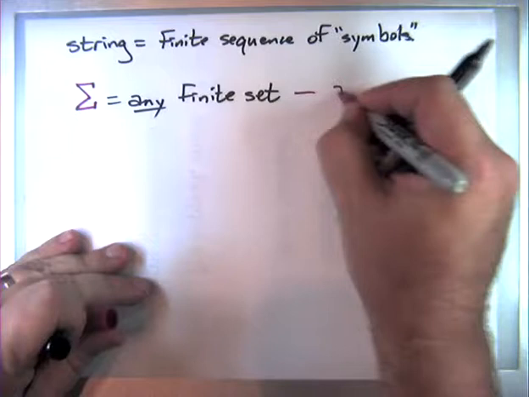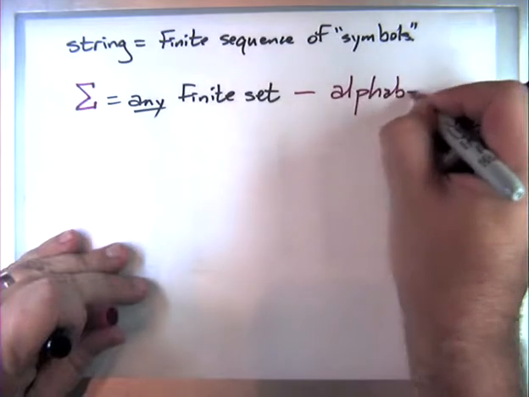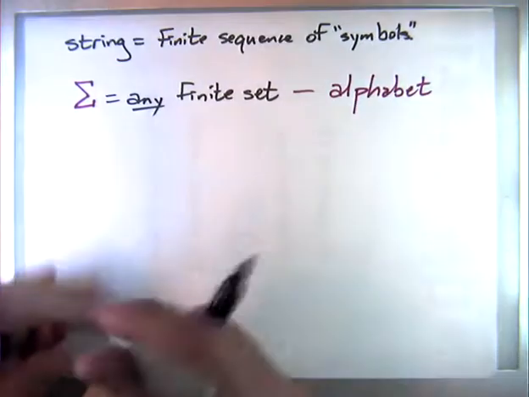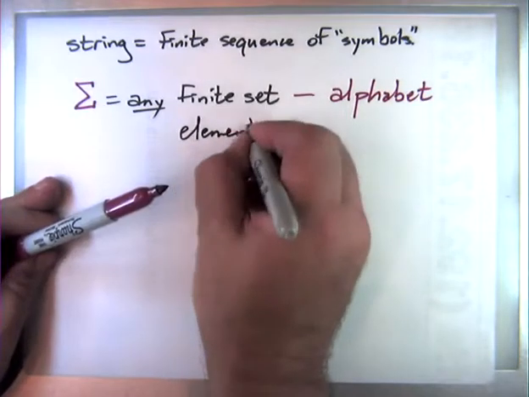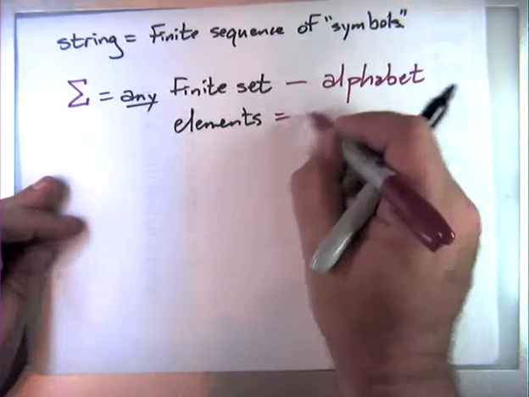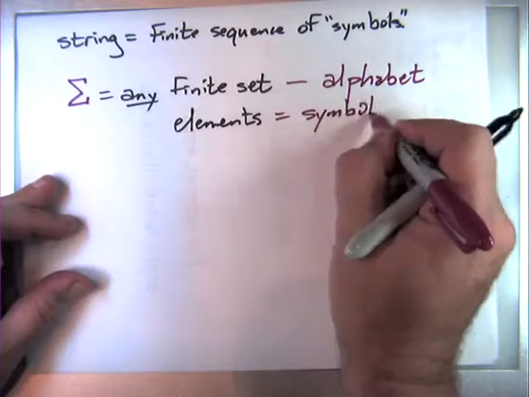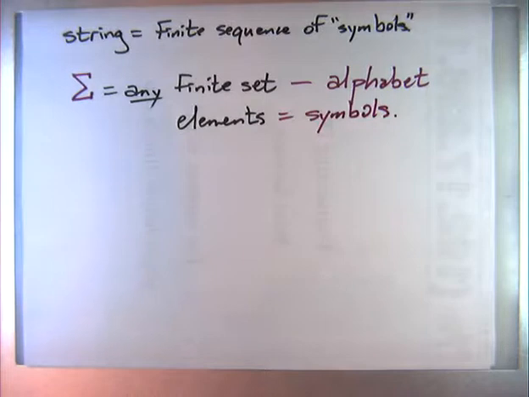And this set is called the alphabet, and the elements of this set are called symbols. Okay? So the set of people in this room is an alphabet, and I'm a symbol. Or the set of fingers on my right hand is an alphabet, and my thumb is a symbol. Or the integers from 0 to 10 is an alphabet, and the number 8 is a symbol. We just fixed that in advance. Okay?